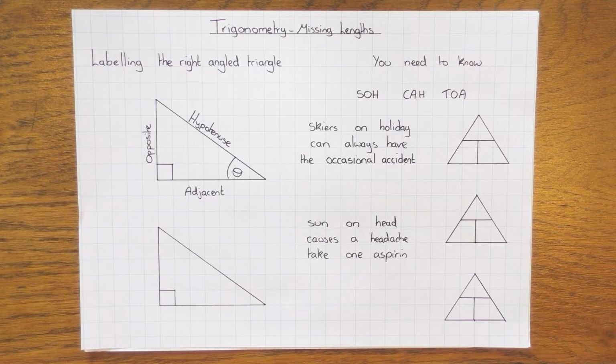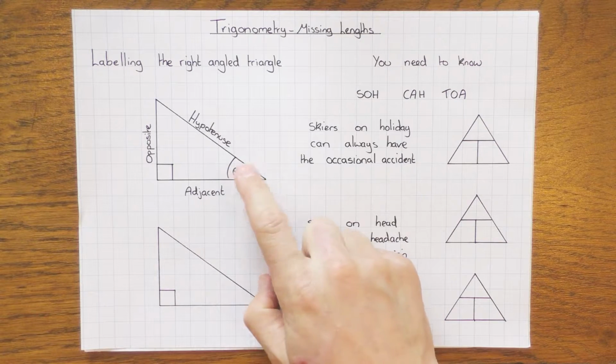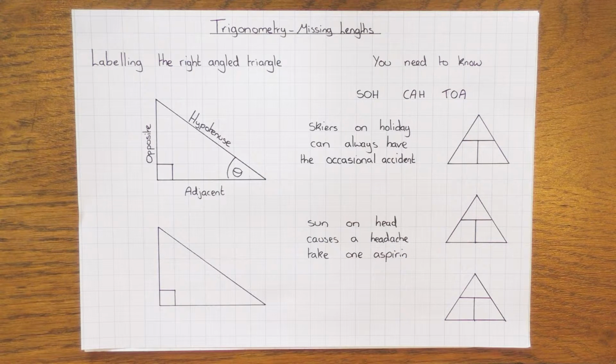Hi guys, in this video we're going to have a look at trigonometry. More specifically, we're going to find some missing lengths. This is very similar to Pythagoras in the fact that it only works for right angle triangles. The difference is that we actually have an angle. With Pythagoras we had two sides to find the other side. With trigonometry we need one side and one angle, and then we can work out another side.